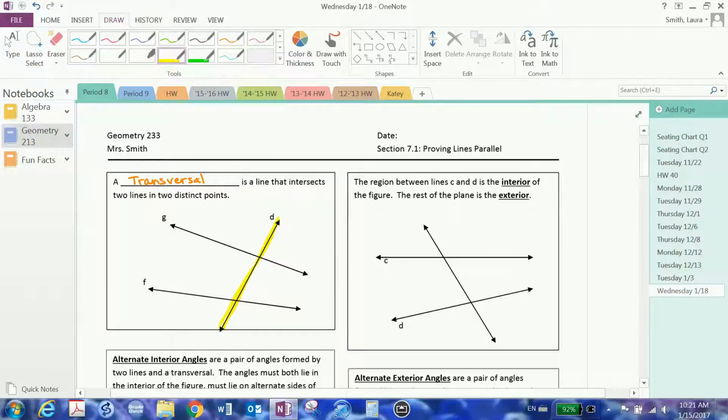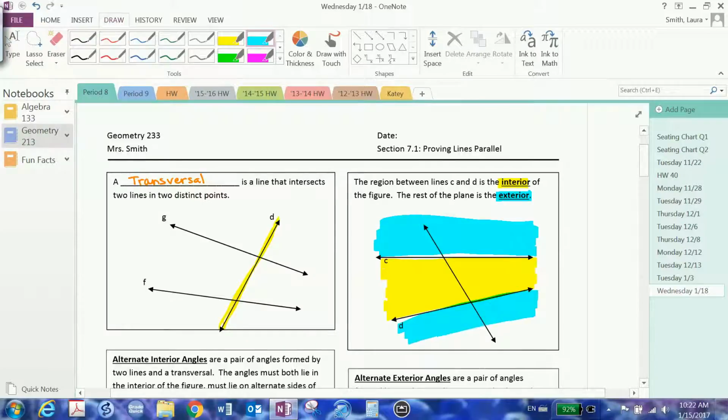In the next box over, the region between lines C and D is the interior of the figure. And I'll just do this. I'll say this is the interior of the figure. Makes sense. Think of it kind of like a sandwich, right? Where C and D are the bread. So the inside of the sandwich, the interior space, and the exterior space is outside.